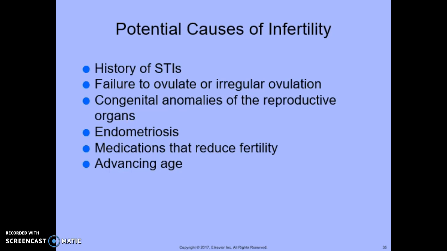Potential causes of infertility: history of sexually transmitted diseases or infections, failure to ovulate or irregular ovulation, congenital abnormalities of the reproductive organs, endometriosis, medications that reduce fertility, and advanced aging. Some couples are unable to have a child because of the inability of sperm and the ovum to unite. And there are things that they can do, and go to a fertilization clinic and find out the reasons and work on why they're not uniting and what's happening.